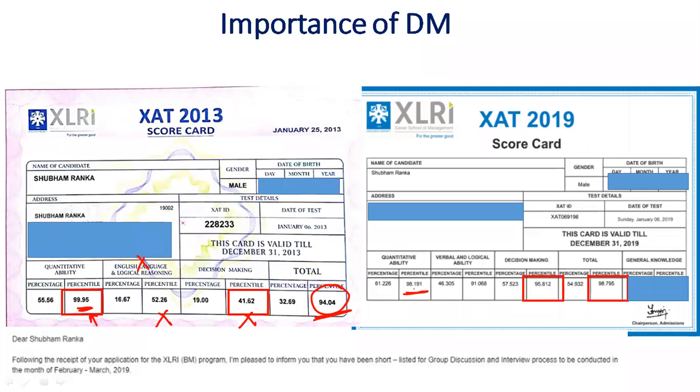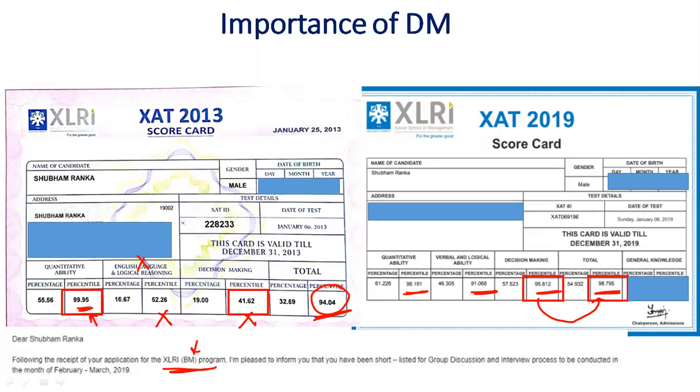So I had 98 in quant, 91 in verbal. Yeah, I managed to clear the sectional cutoff this time. And in decision making, I found it really easy, and I scored around 95.8, which gave me an overall percentile of 98.795. And using this percentile, you can see I had a call from XLRI. So this is just to show you the importance of decision making.